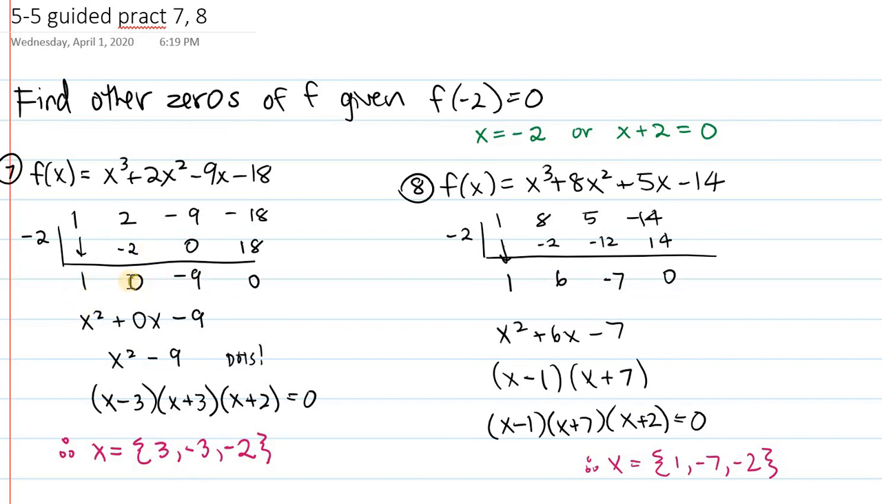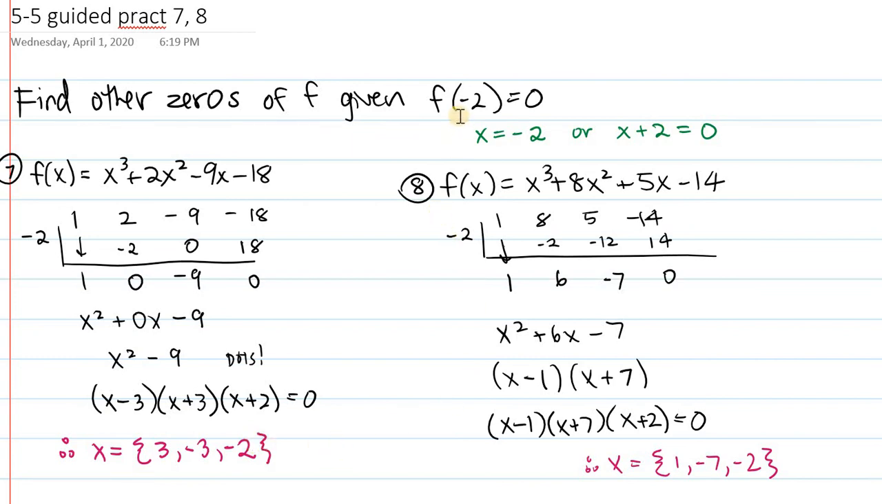In this case, we got 0 for our linear term. So recall that just gives us x squared minus 9. Hey, that's a difference of squares. So we should be able to factor that quickly into these 3 binomials. And then using the zero product property, we get these 3 solutions.